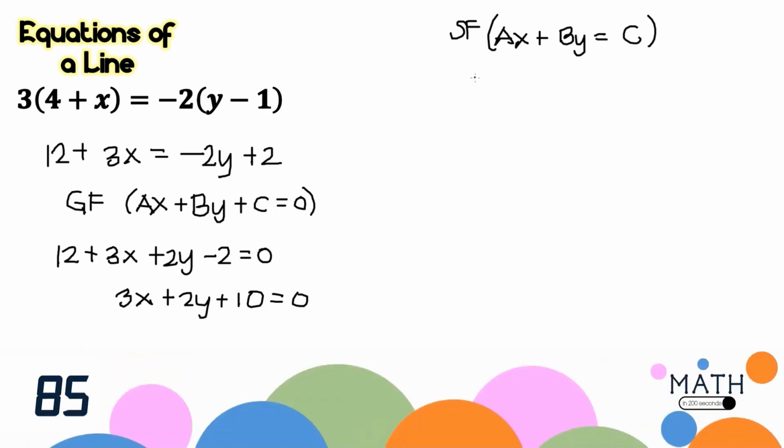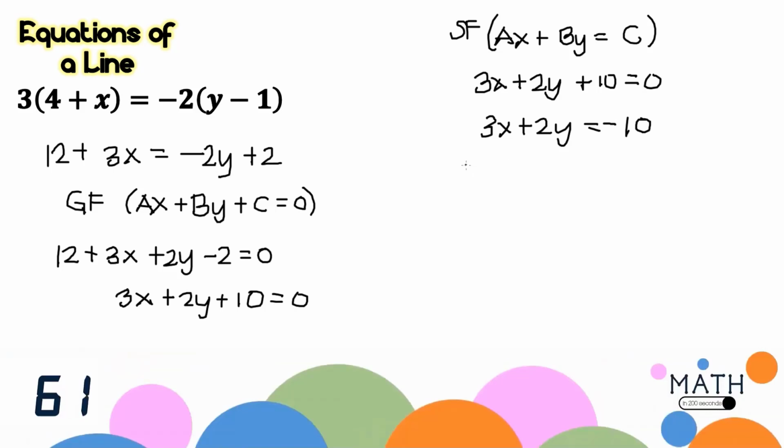So from our general form, 3x plus 2y plus 10 equal to 0. That's our general form earlier. We just need to subtract both sides by 10. So our standard form is 3x plus 2y equal to negative 10. So we just move the constant to one side of the equation.